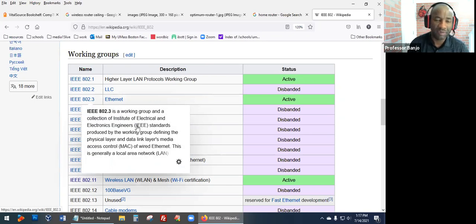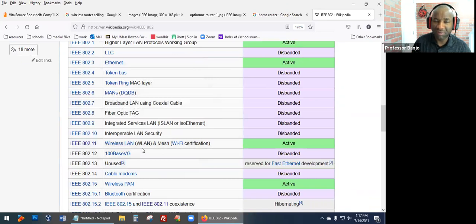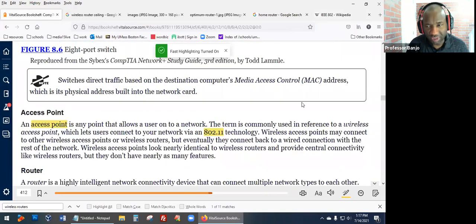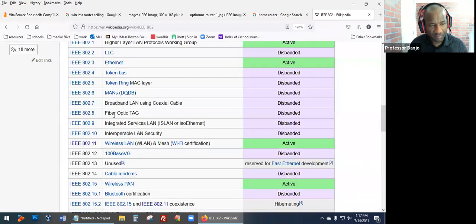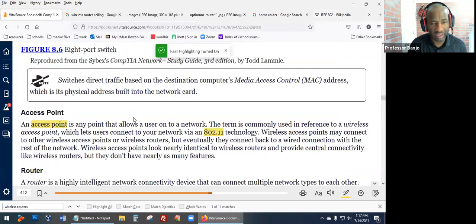802.3 is a working group and a collection of IEEE standards produced by the working group defining the physical layer and data link layer that control the wired Ethernet. Wired Ethernet, wires and all that kind of stuff. Like I told you guys, if you take this course in a proper college setting, you go into more details. So let's move on. So that's how we come up with 802.11. It's a specification or a set of rules that determine how wireless works, okay?